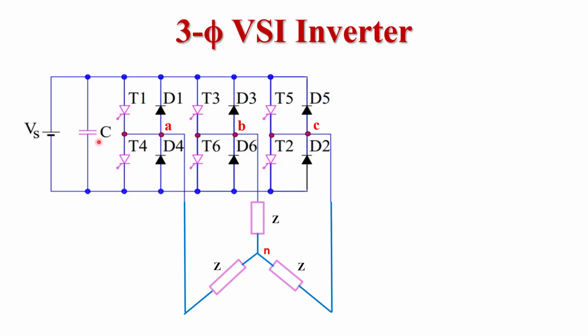Here a large capacitor is connected in parallel with the supply voltage Vs to make the input DC voltage constant. This capacitor also reduces the harmonics fed back to the source. So there are 2 functions of the capacitor. The capacitor makes the input DC voltage constant and second, it reduces the harmonics fed back to the source. So this is the whole description of the 3-phase inverter circuit.